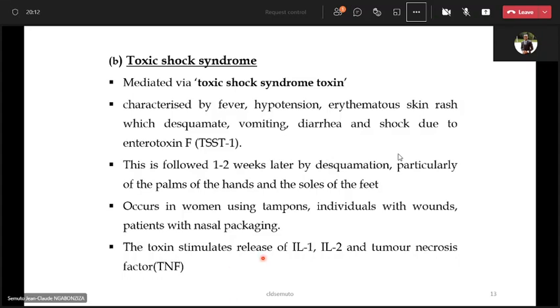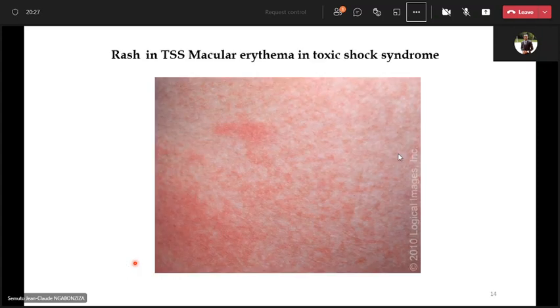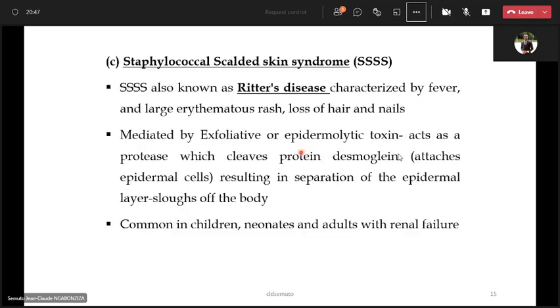The toxin stimulates release of interleukin 1, 2, and tumor necrosis factor, which actually are the main cause of the symptoms that we see. So this is an erythematous rash. With this toxic shock syndrome, you can see the body is just having all these kinds of rash all over.